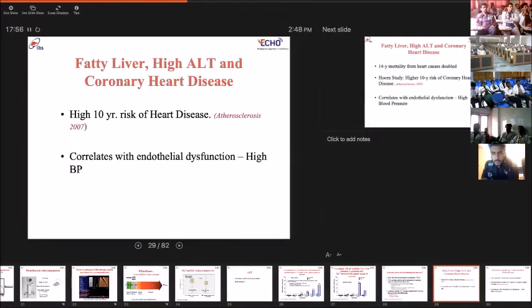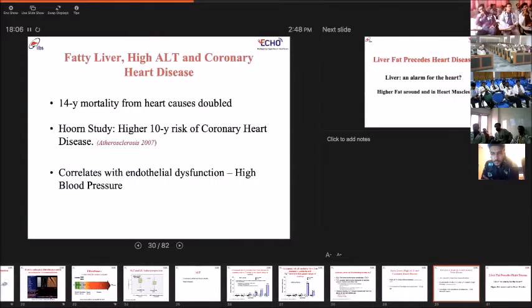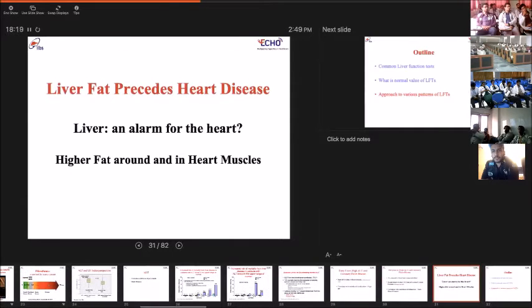Fatty liver, high ALT, and cardiovascular disease, I have already told you that they correlate with endothelial dysfunction, hypertension, and a higher risk of cardiovascular mortality. The 14-year mortality in patients who have a high ALT is usually doubled, and there's a higher risk of coronary heart disease, and it correlates with the endothelial dysfunction.